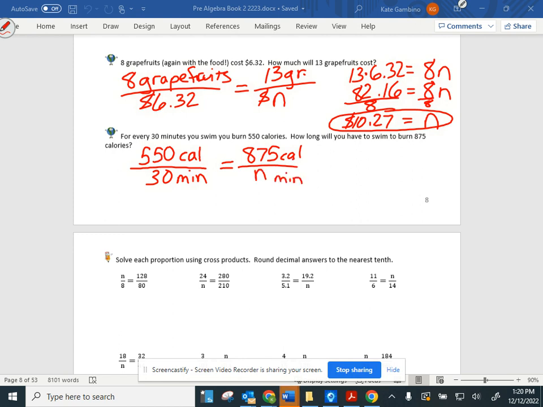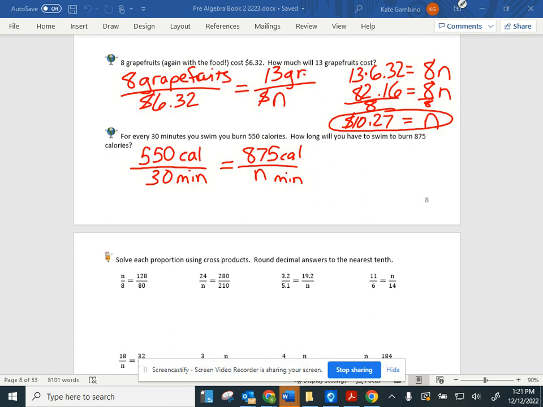So it is important that we put those labels on there. So we know calories were on top. Calories have to be on top for the next one. So the calories and calories are both on top. Minutes and minutes are both on bottom. You do not know how many people will mess up when all of a sudden they give us the minutes and we put it where the calories go and then we get a completely wrong answer. So you have to make sure your calories go to calories, minutes go to minutes. You could have said 30 minutes for every 550 calories. You did 30 over 550, but then you'd have to do N minutes over 875 calories.